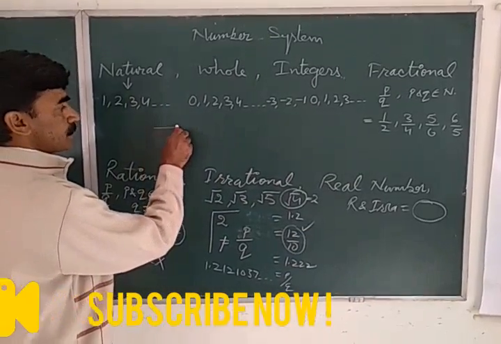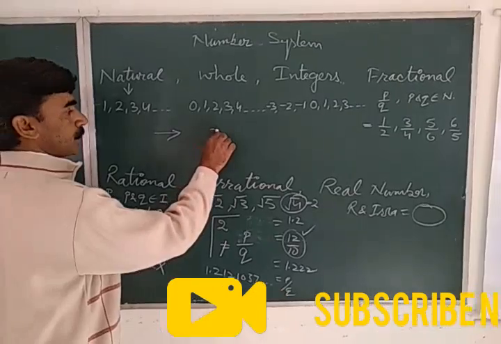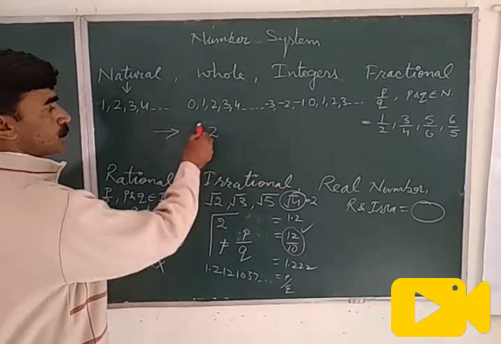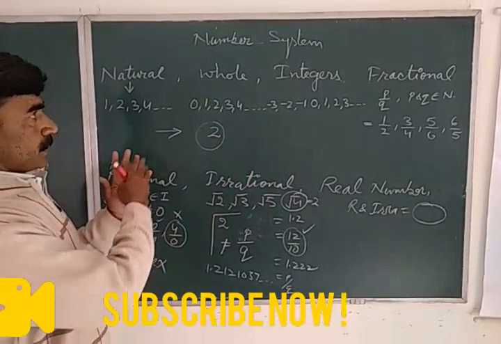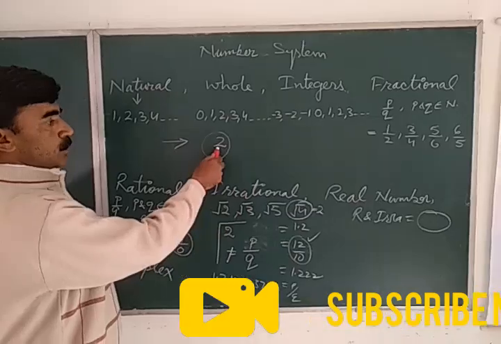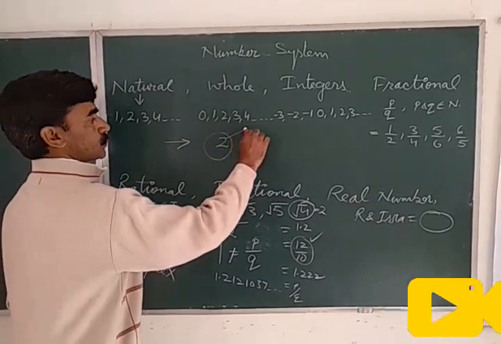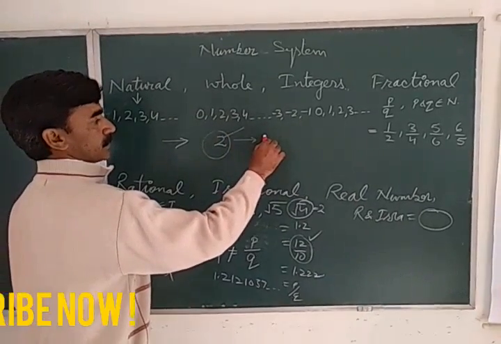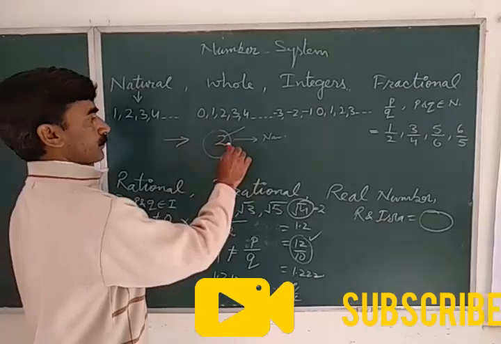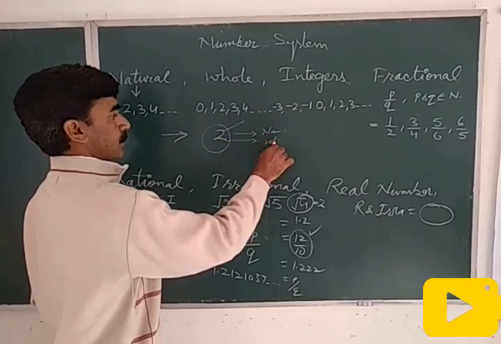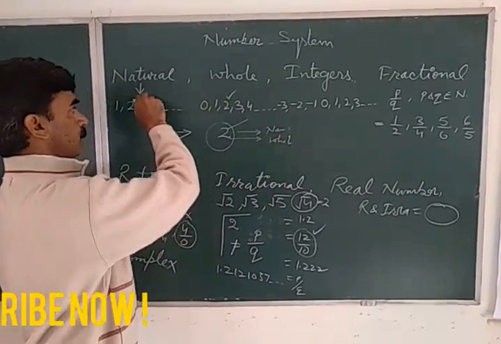If I write some numbers here, if I write here 2, then what about this 2? You should try to understand now. I am recapping this whole thing. What about this 2? You will say this 2 is a natural number. Yes, it is. You can say this 2 is a whole number. Yes, it is a whole number.